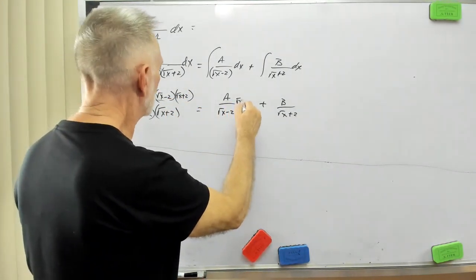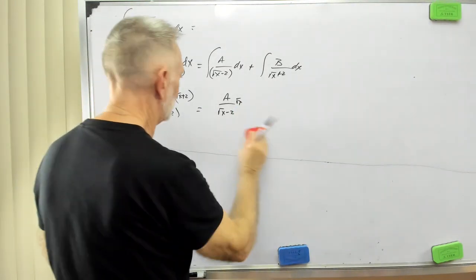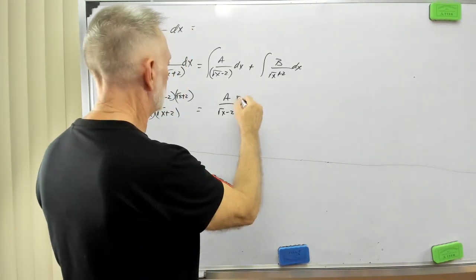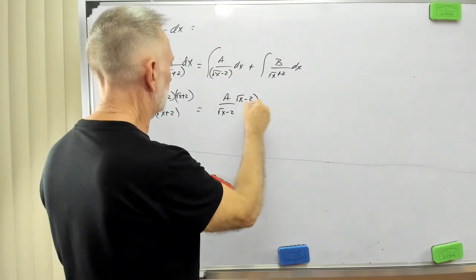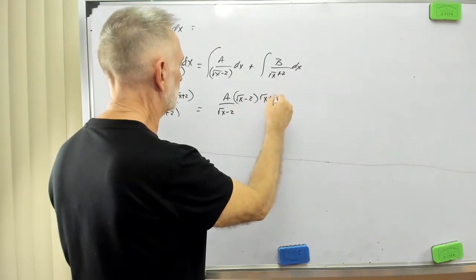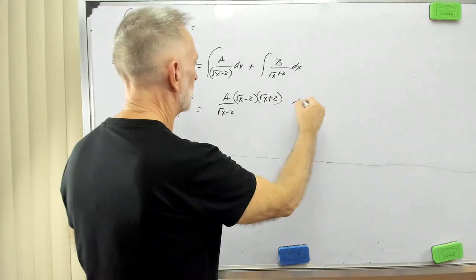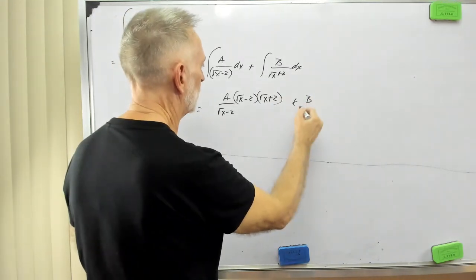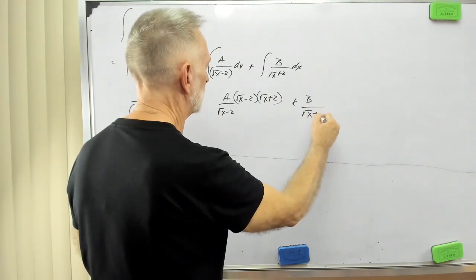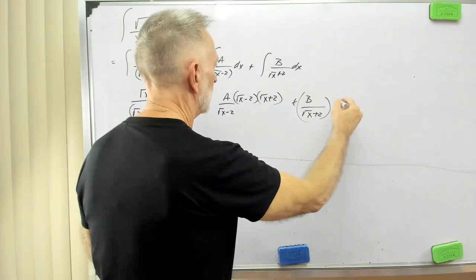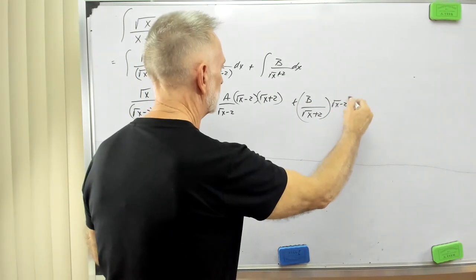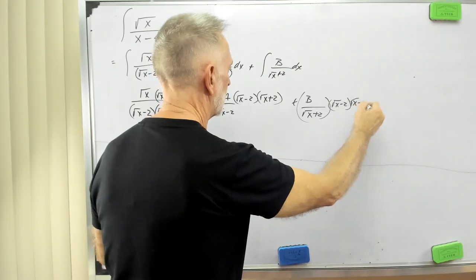I may need a little bit more room here so you can see it. Square root of x minus 2, square root of x plus 2, plus b, that was b over square root of x plus 2, times square root of x minus 2, square root of x plus 2.